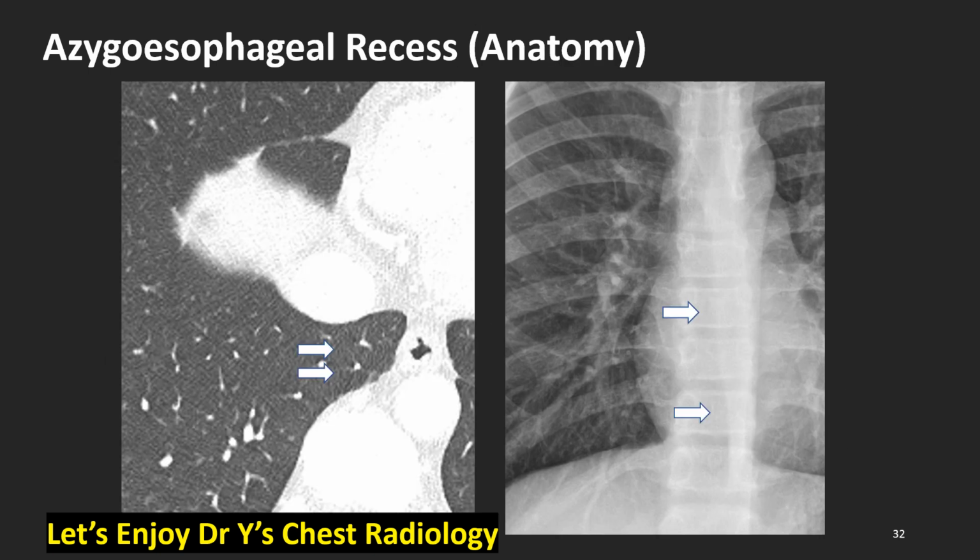Azygoesophageal recess anatomy. Arrows indicate the azygoesophageal recess on axial CT scan and frontal chest radiograph.